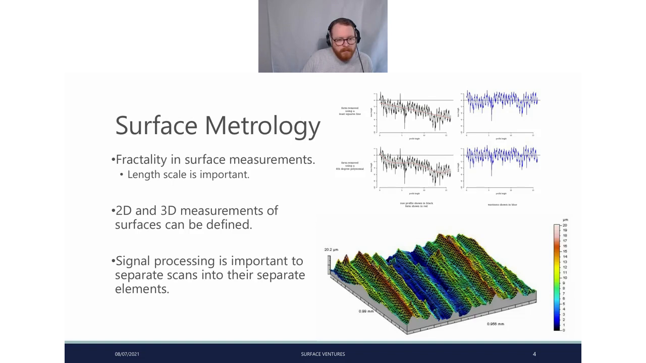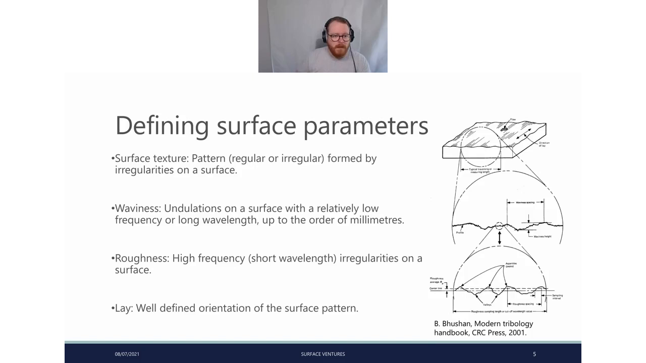And one thing that is particularly important is the length scale on which you are measuring, because there's an element of what's called fractality. The closer you look, the more similar details you might see. So the length scale at which you take your surface metrology measurements is very important. One thing is just to be aware of your sampling length, and one thing you should probably report when you're talking about what type of measurements you have. Excuse me, sorry. So getting to surface parameters, we begin with surface texture.